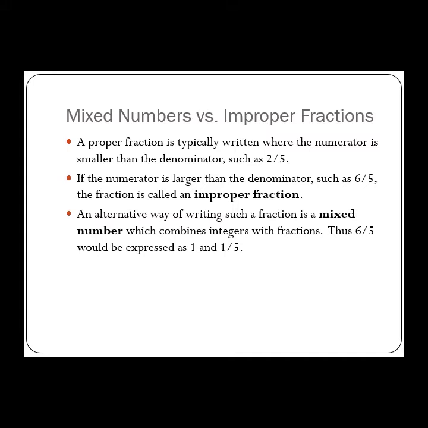A proper fraction is something like 2/5 that we see here, where the top is smaller than the bottom. If the numerator is larger than the denominator, such as 6/5, it's called an improper fraction.